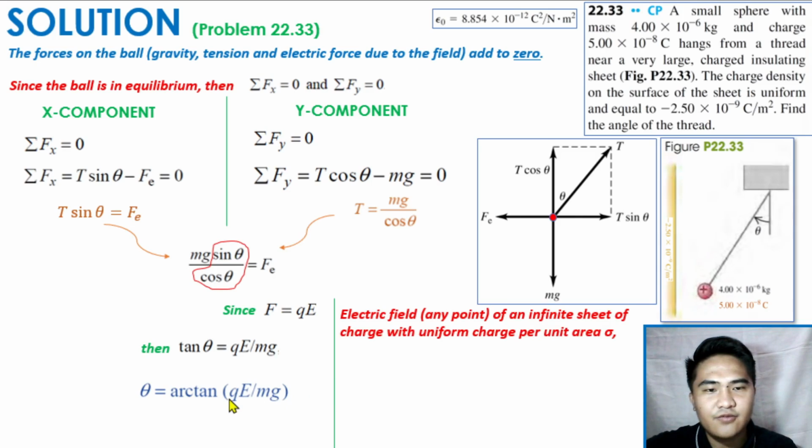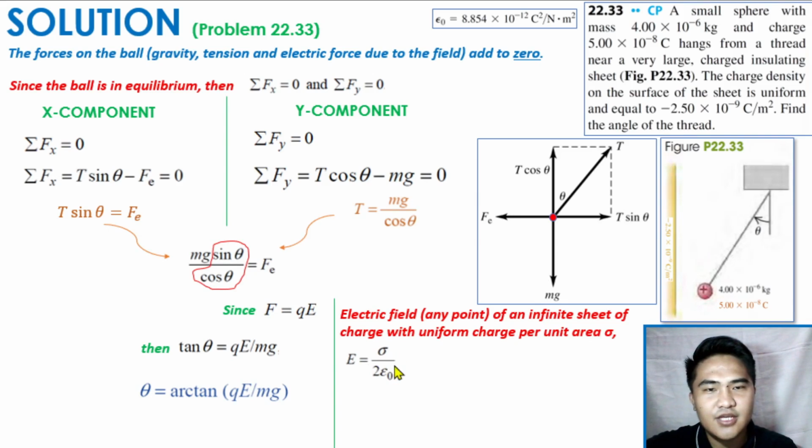So we have the value for Q, we have the value for M and G. We don't have the value for E. So let's solve for the electric field. The electric field at any point of an infinite sheet of charge with a uniform charge per unit area sigma is given by this formula.